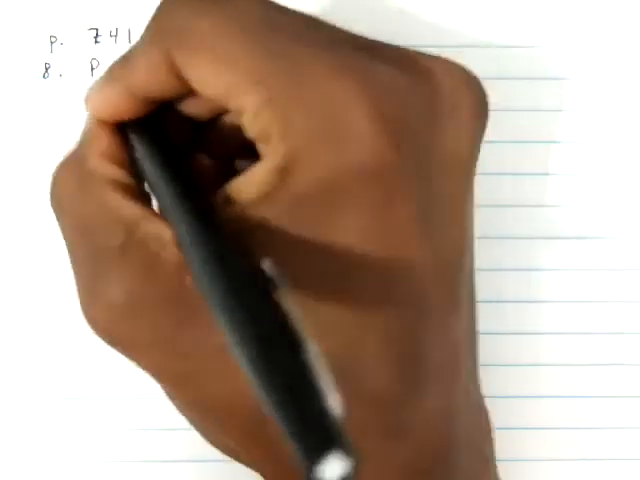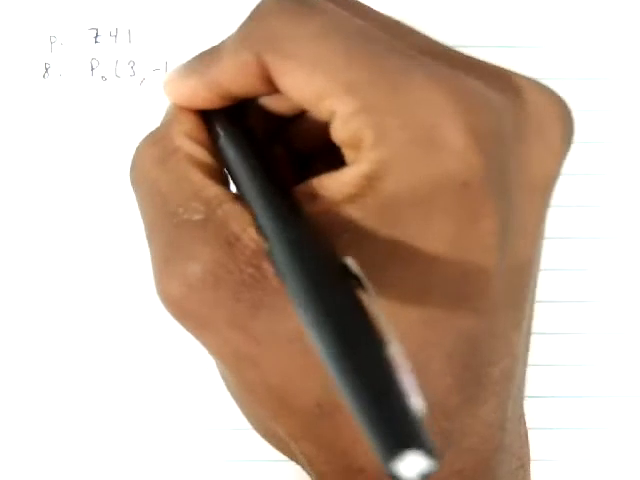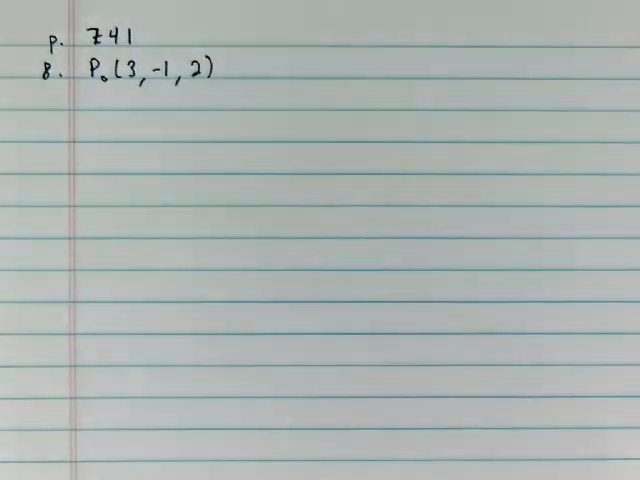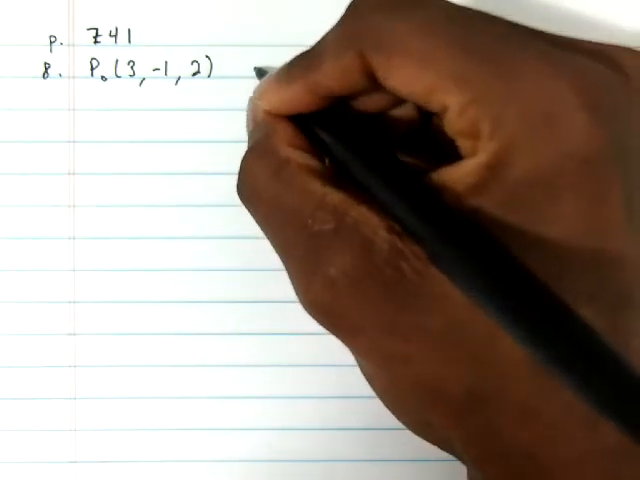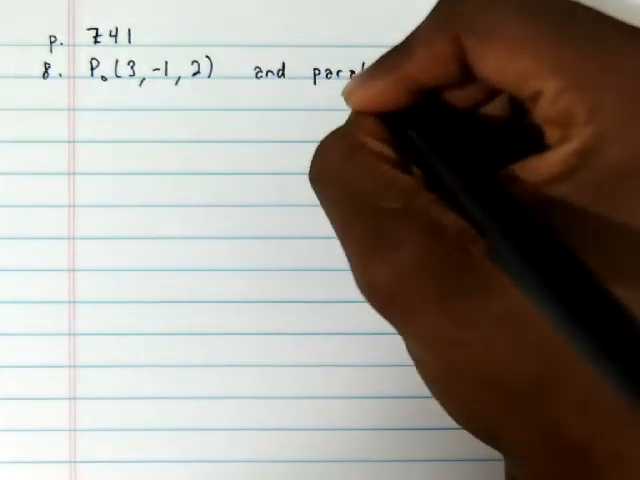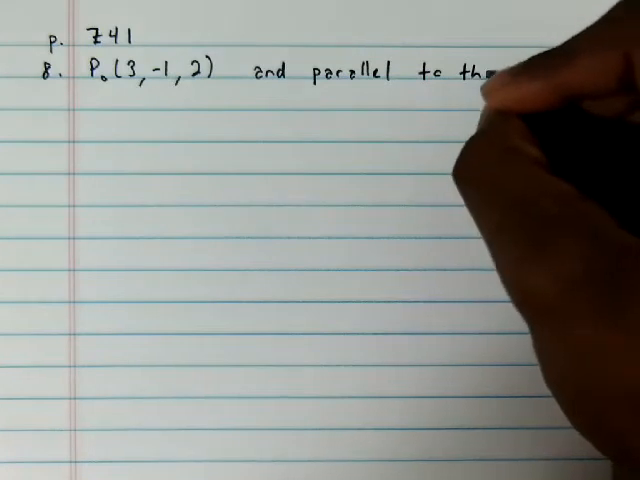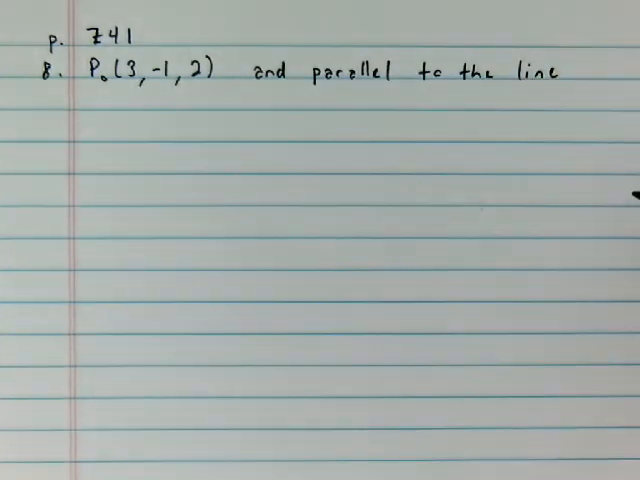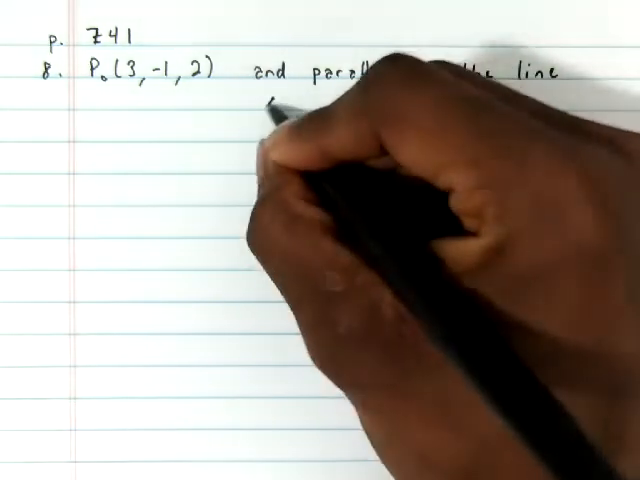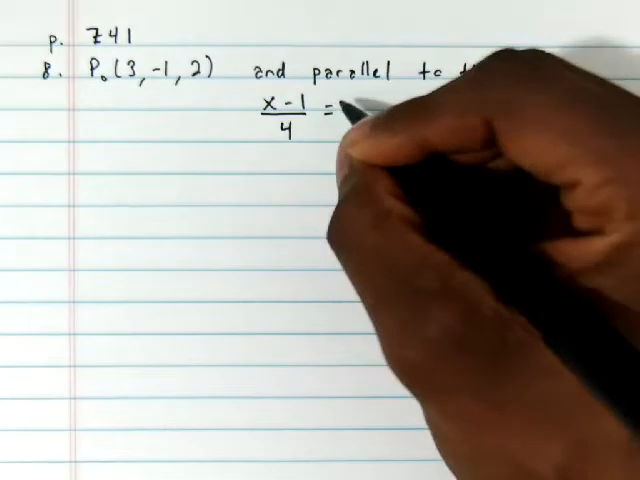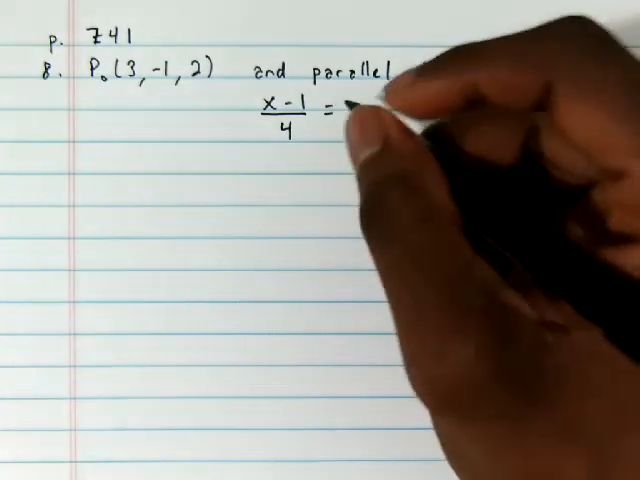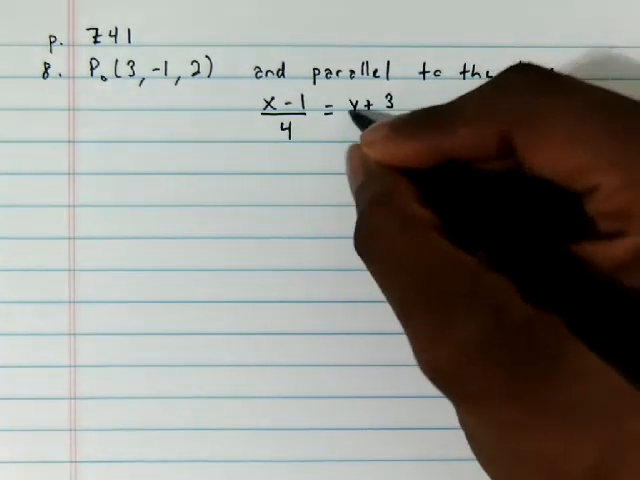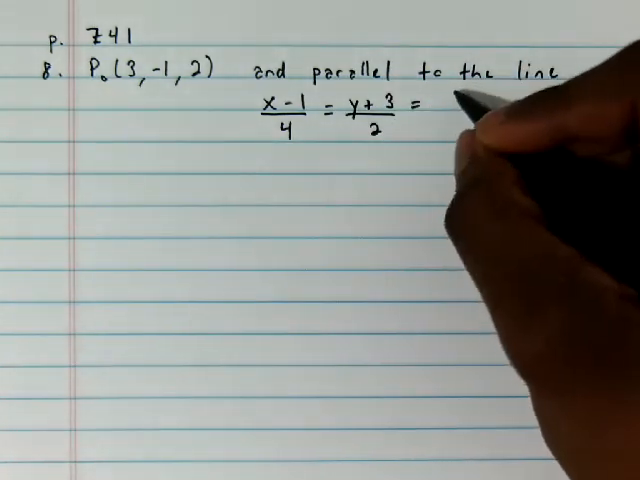Number 8 says find parametric equations for the line that contains the point (3, -1, 2), and is parallel to the line with equations (x - 1)/4 = (y + 3)/2 = z.